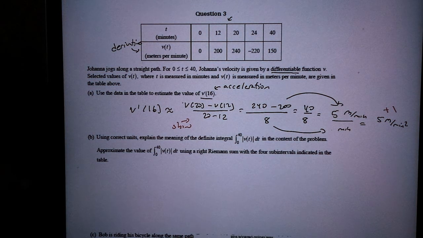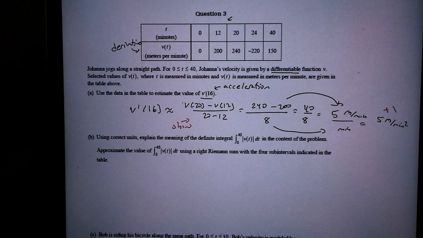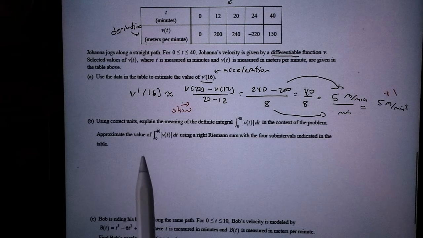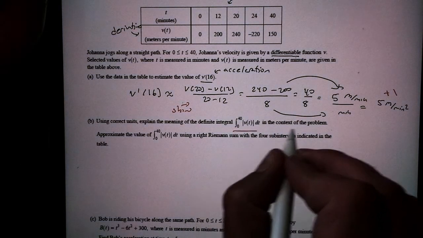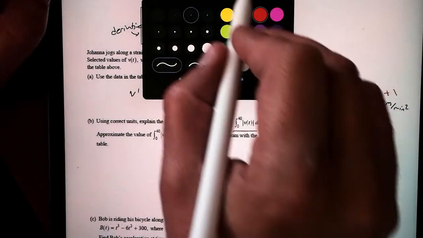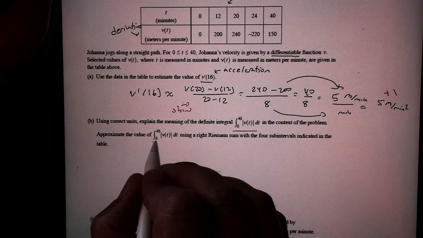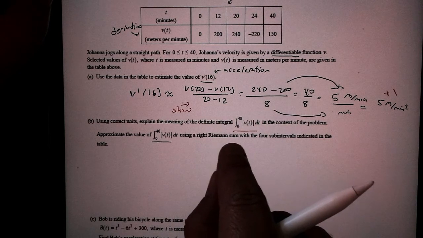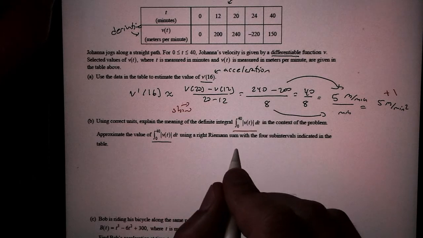Part B says, using the correct units, explain the meaning of this integral in the context of our problem right here. Approximate this integral using the right Riemann sum with 4 subintervals. So there's our Riemann sum right here.